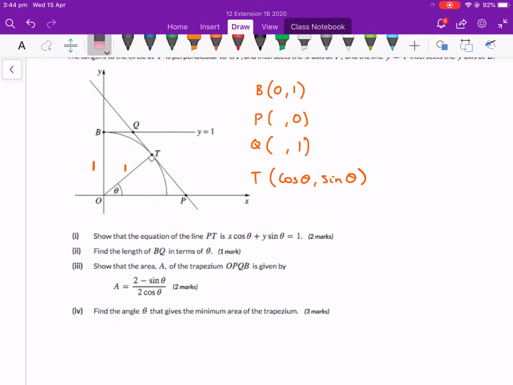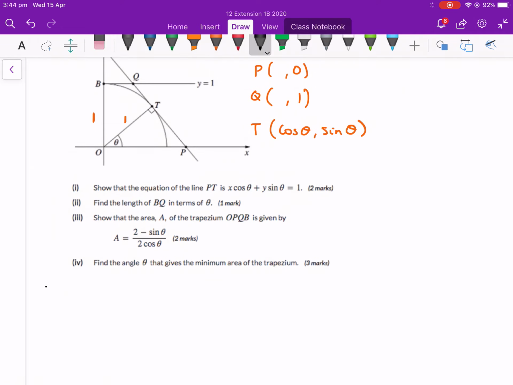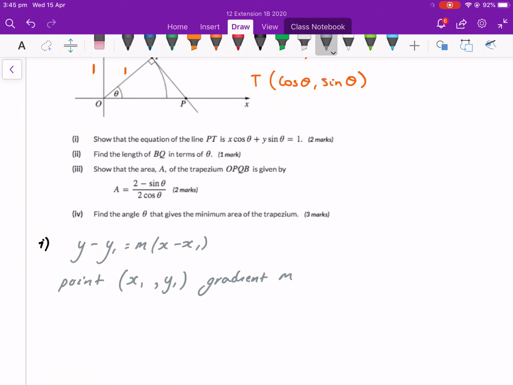So we're going to start with part 1, which says show that the equation of the line PT is x cos theta plus y sine theta equals 1. So equation of a line, we start to generate some ideas here around what equation of a line means and where we've heard that before and what we know about it. The main thing that probably springs to mind is the equation y minus y1 equals m(x minus x1), which is the equation of a straight line. Two bits of information are needed for this though. We need a point that the line passes through, which is (x1, y1). We also need the gradient of the line, which is m.